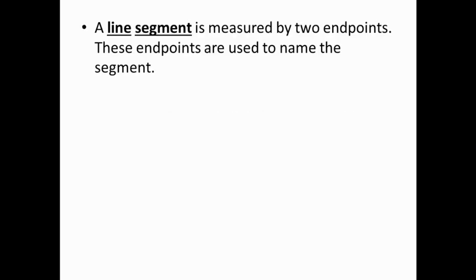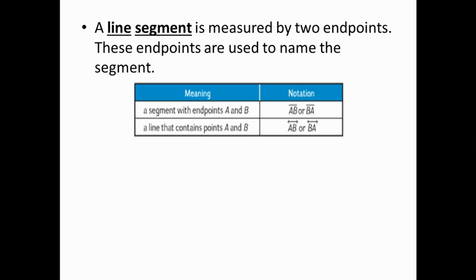Let's start off talking about the definition of what a line segment is. A line segment is measured by two endpoints, and those endpoints are used to name the segment. You might be asking yourself, how is that different from just a line? Like last section, I just gave you the definition of a line, and you can draw a line between any 2 points, and you can have as many points as you want on that line.